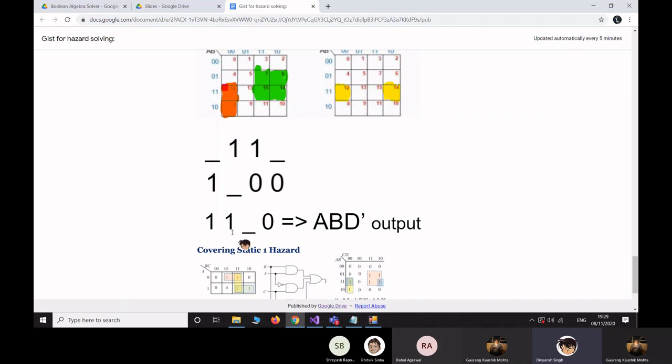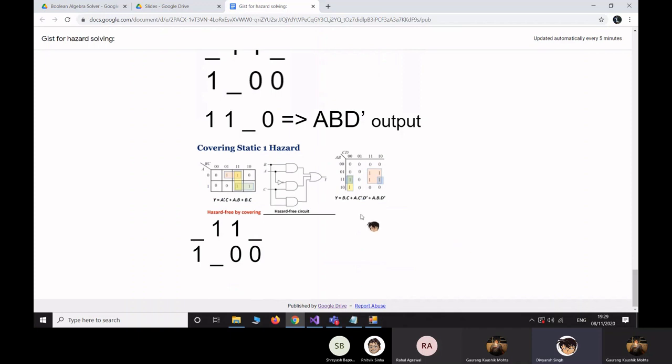For B, it will also be 1. For C, since C is now the variable which generates hazard for these two terms, we will take it as not present, as it will not dictate the environment conditions which remove the hazard. And by similar logic, D will be 0. That is complemented. From this, we derive the output, which should be A, B, D complement. And as we can see in the slides, we get the very same answer.